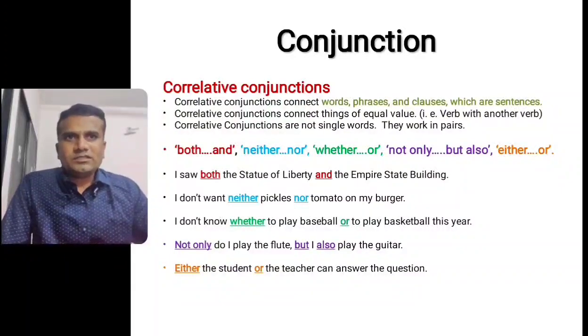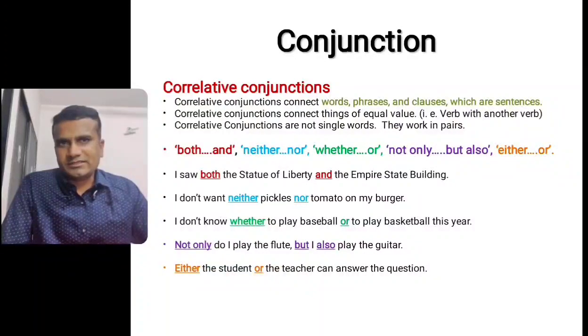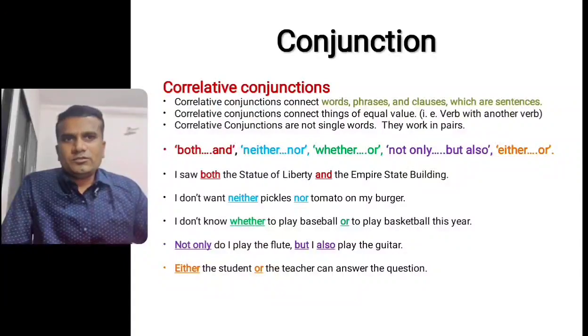I saw both the Statue of Liberty and the Empire State Building. Here correlative conjunctions are used in the sentence, and you will find how they are used to connect words, phrases or clauses. In the next example: I want neither pickles nor tomato on my hamburger. Here, neither pickles nor tomato, both words are joined by using correlative conjunctions. I don't know whether to play baseball or to play basketball this year. This is how correlative conjunctions are used in this sentence.